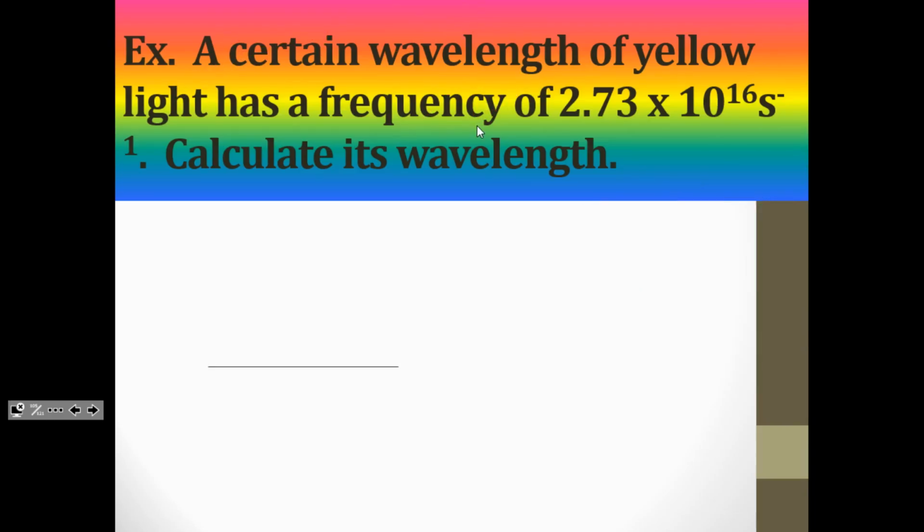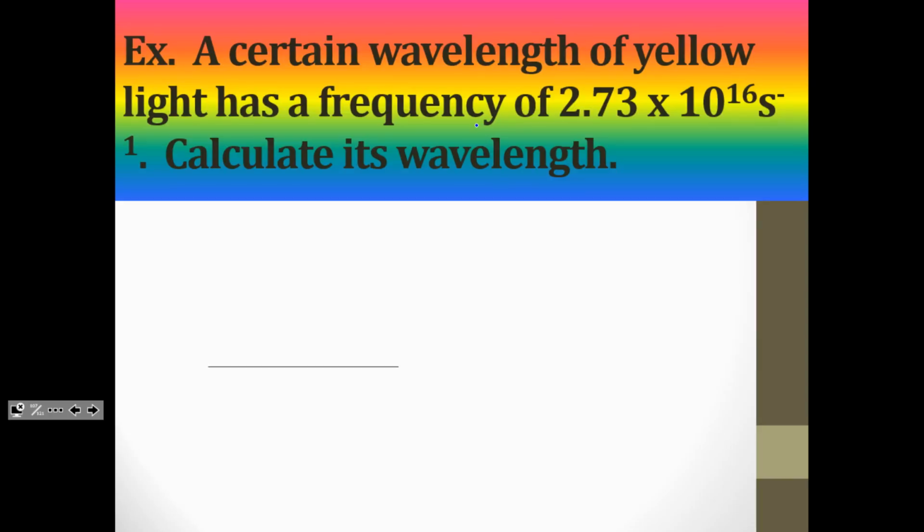So we're going to go ahead and solve an equation using a word problem here. A certain wavelength of yellow light has a frequency of 2.73 times 10 to the 16th seconds inverse, or what we call hertz. Calculate its wavelength.